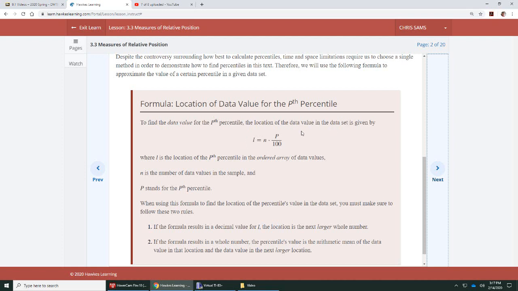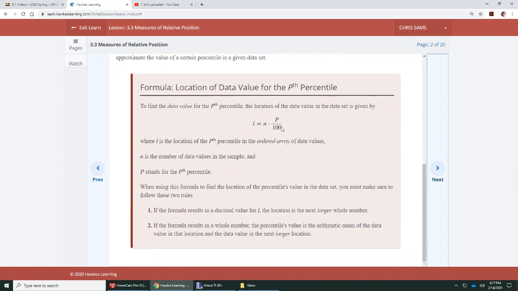It says the 10th percentile is given by this. L is the location of the 10th percentile when you put all your numbers in order, so an ordered array. n is the number of data values you have, and P stands for the percentile over 100.